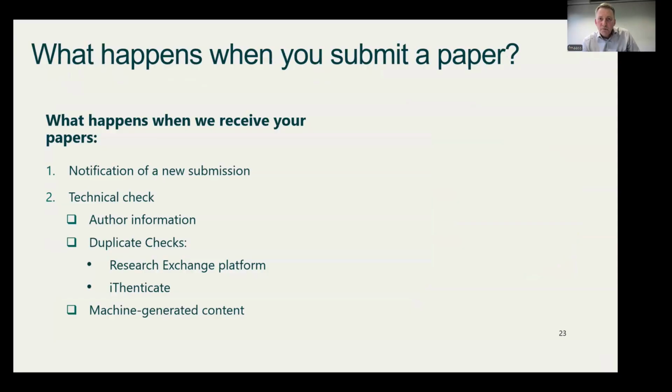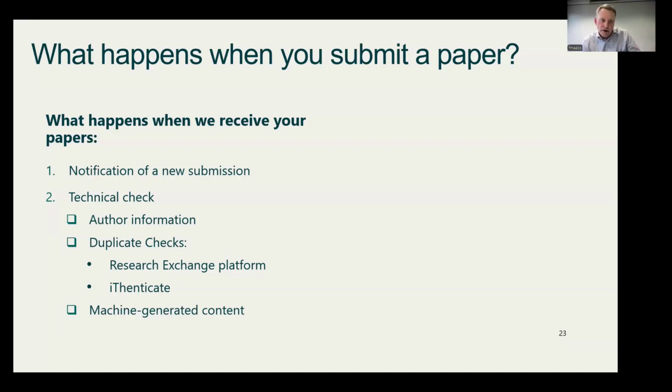So, what happens when you submit a paper to a journal? Once a manuscript has been submitted, first of all, several checks occur before the scientific evaluation even begins. It starts with a technical check. This is not performed by the editors, but by editorial assistants. We check author information, the files.